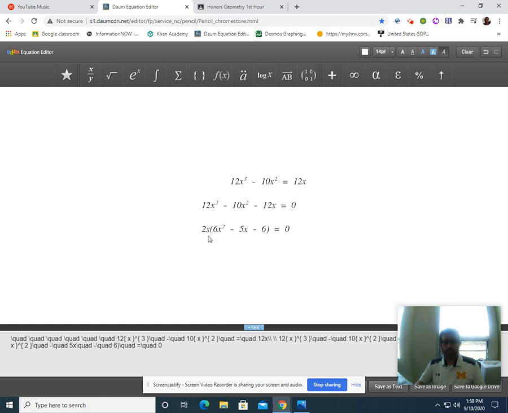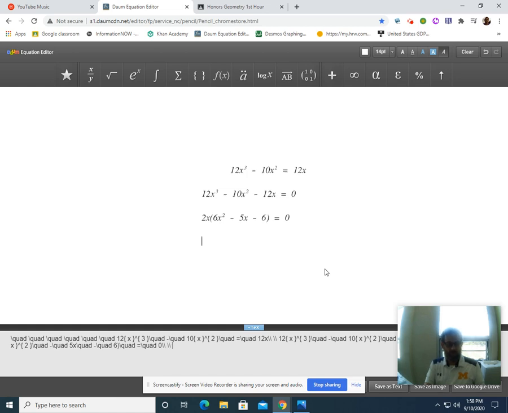So I pulled the common factor out in front. Now we are left with factoring just the 6x squared minus 5x minus 6. Now, this is one of those things about factoring where we can have lots of options.